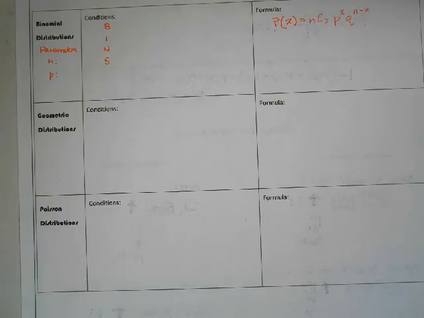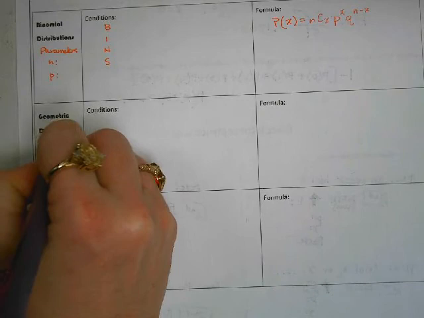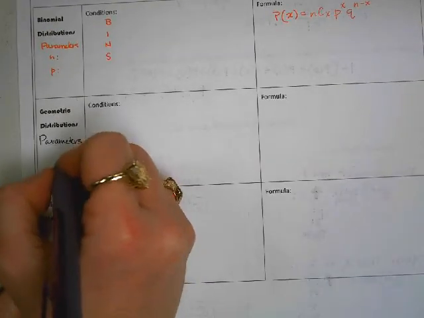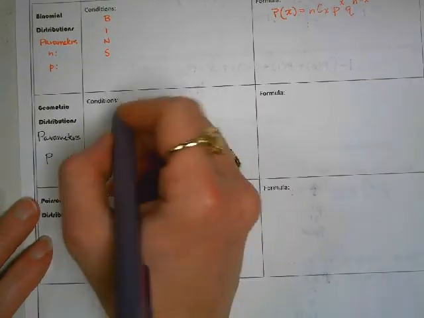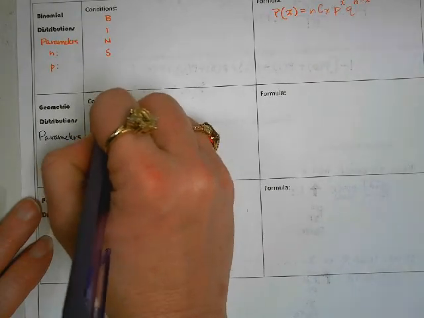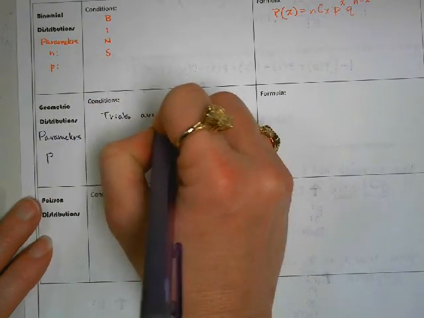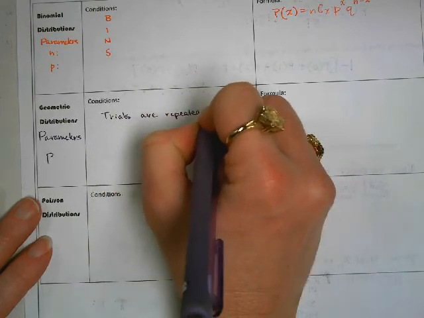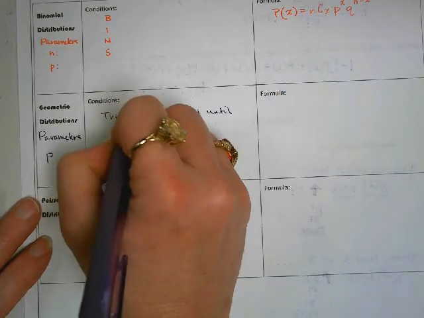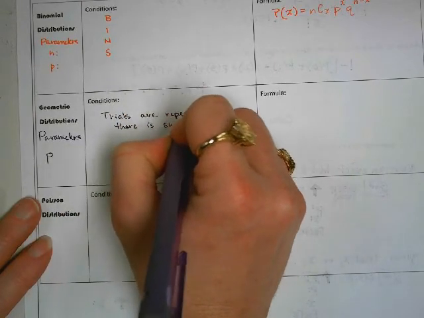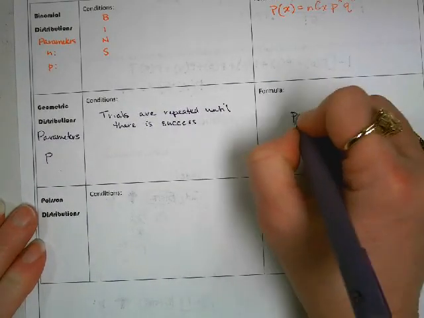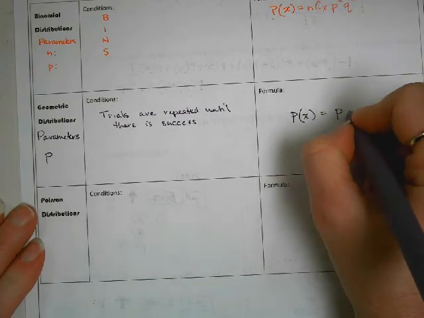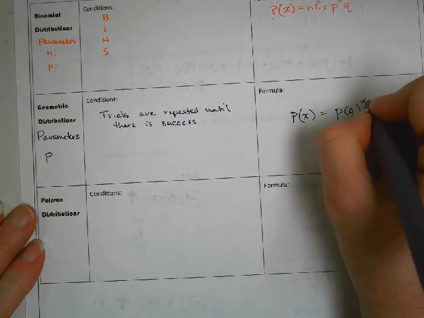So, for a geometric distribution, the parameters that you need to know: there's no N value in geometric. There's just P and Q, but mostly P. And the important thing you need to know is that trials are repeated until there's a success. So trials aren't fixed. It's just until there's a success. And that formula is P times Q to the x minus 1.